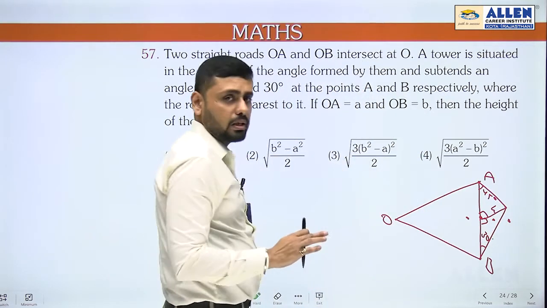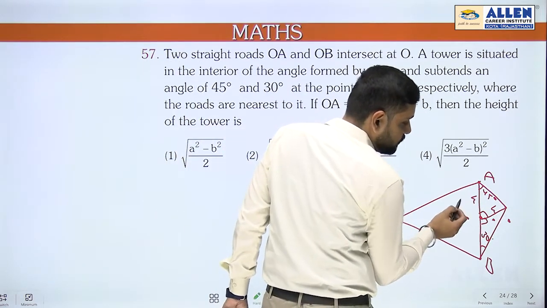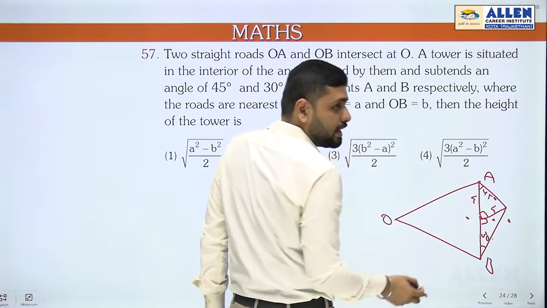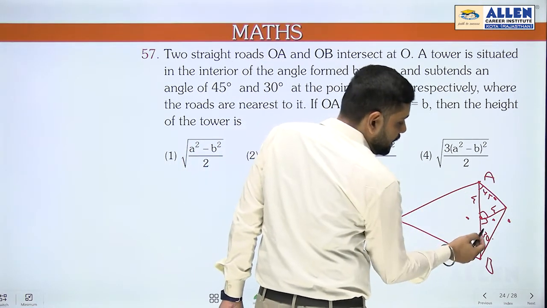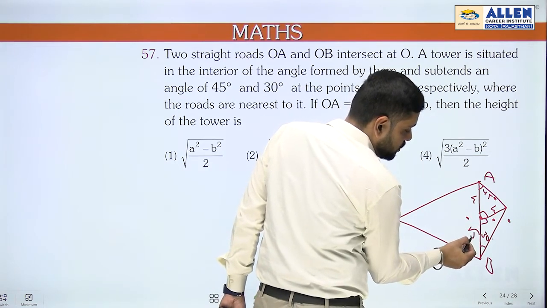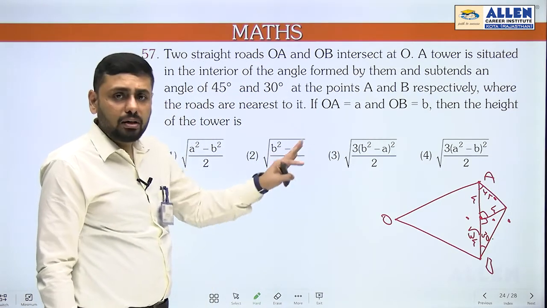Suppose we need to find the height of the tower. This is a 3-dimensional figure but we are drawing it in 2 dimensions. So if the height is h, this will be h. Why will this be h? Because tan 45 is perpendicular upon base, so perpendicular and base are equal, and if you apply trigonometry here, again if this is h, we will get this as root 3 h, right? So this can be one figure.